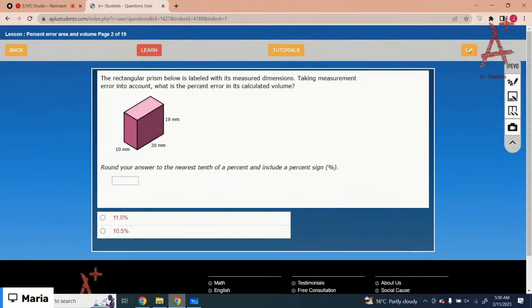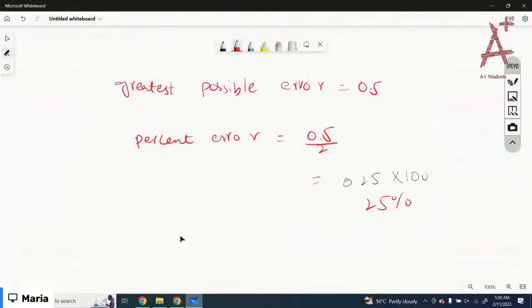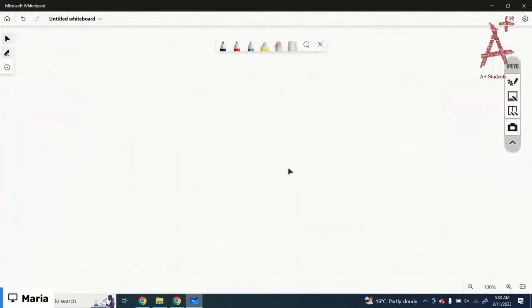Okay, the next one is: the rectangular prism below is listed with its measured dimensions. Taking the measured dimensions into account, what is the percent error in its calculated volume? So you have to calculate the volume. Got it? The volume of the prism is length times width times height. First of all, you have to calculate the measured volume. Just multiply all the values as they are.